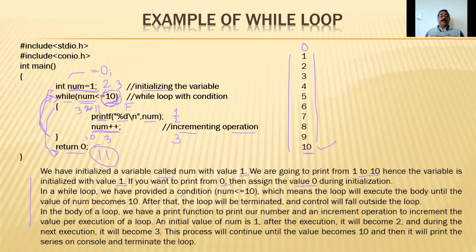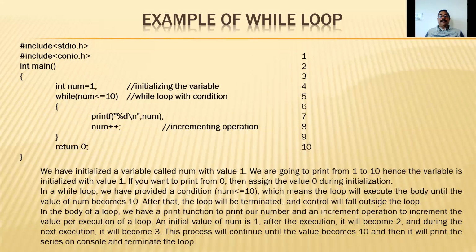Now in the while loop, we have provided a condition, num is less than 10, which means that the loop will execute the body until the value of num becomes 10. After that, the loop will be terminated, and the control will fall outside of the loop. In the body of the loop, we have the function to print our number and the operation to increment. These are these two statements.